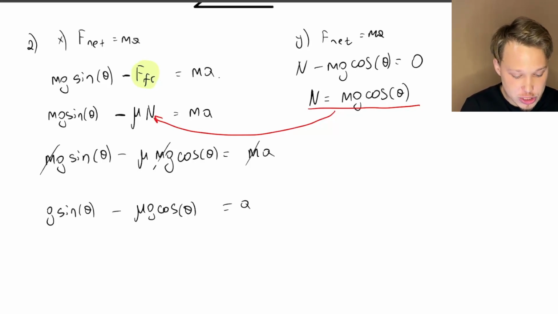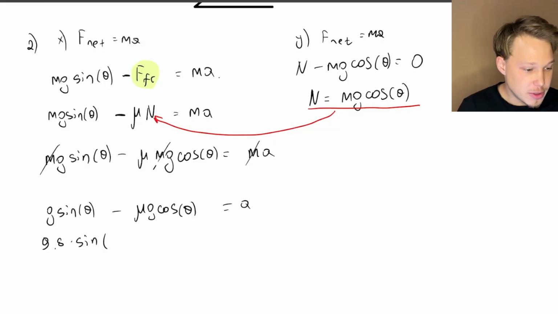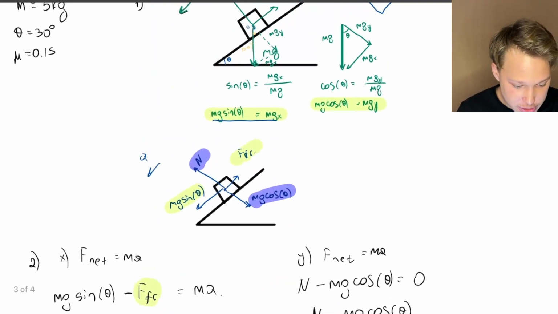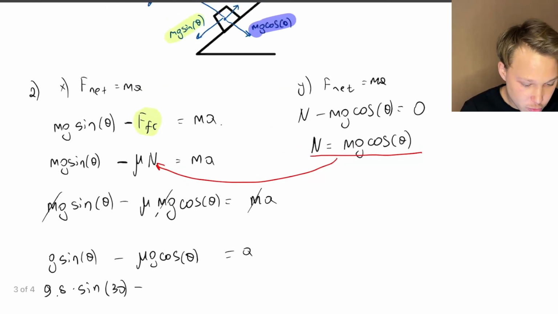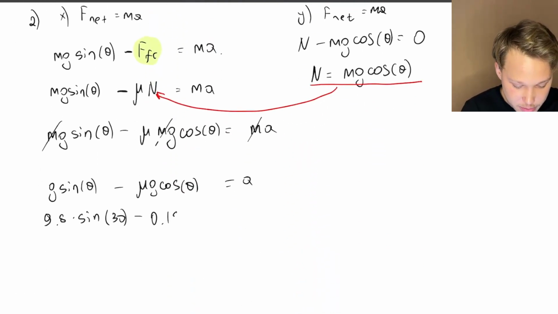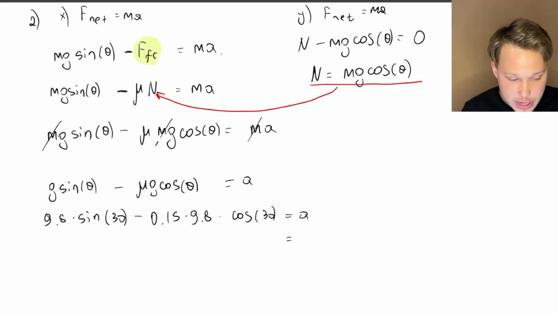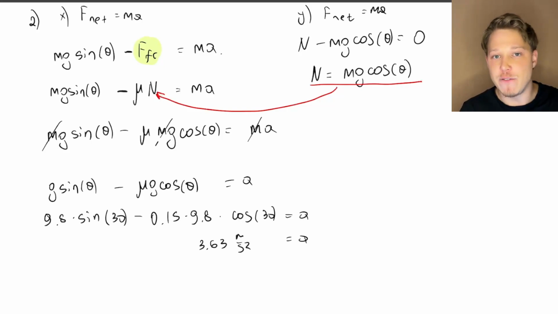All that is left is to just plug in the numbers, 9.8 times sine of 30 degrees minus mu, which was 0.15, times 9.8 times cosine of 30 degrees. If you plug all of that into a calculator, you should get 3.63 meters per second squared. And if you didn't, probably you messed up somewhere with a parenthesis, or you forgot to put your calculator in degrees, which you can do by pressing mode on your calculator and going from radians to degrees.